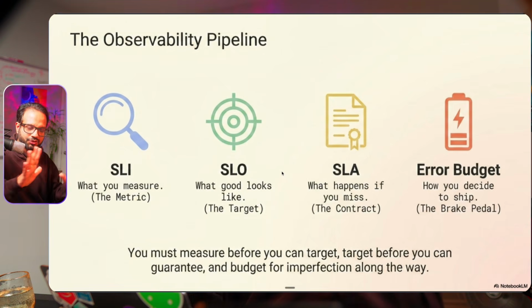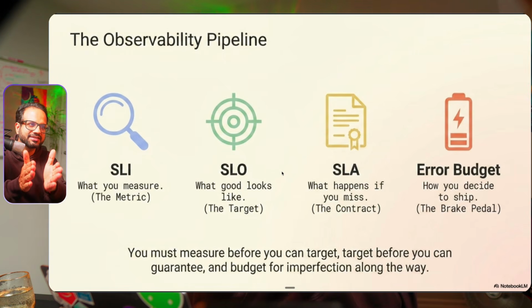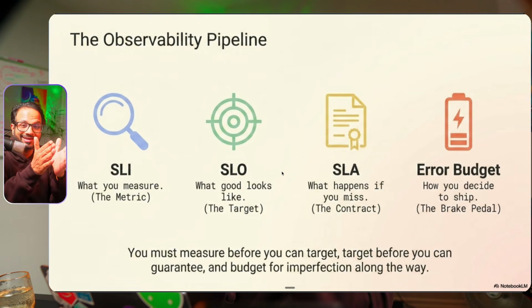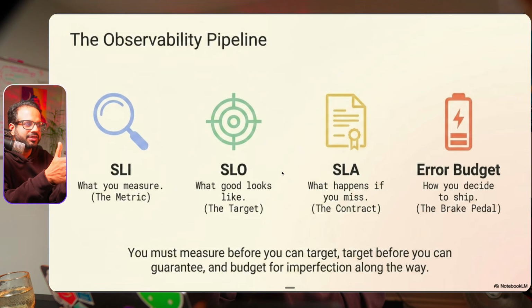All right. So just to summarize the video, SLI is what you measure, the metrics. SLO is what looks good, the target. SLA is what happens if you miss the SLO, which is the contract. And then you have the error budget, which is how you decide to ship, the brake pedal. So you must measure before you can target, and before you can guarantee the budget for imperfection.